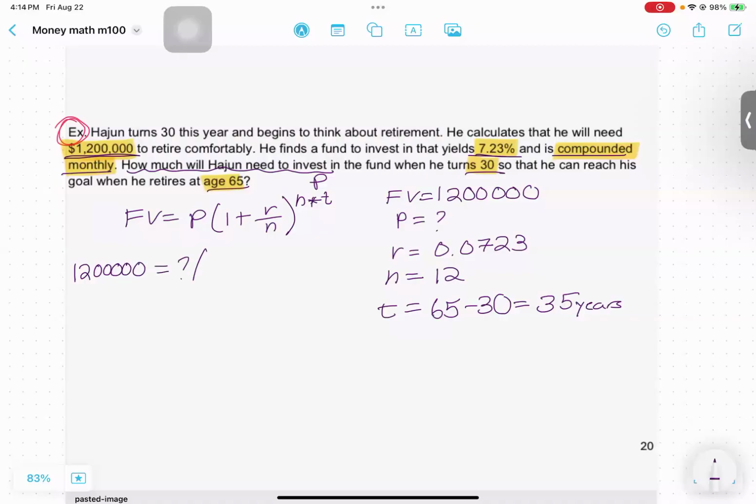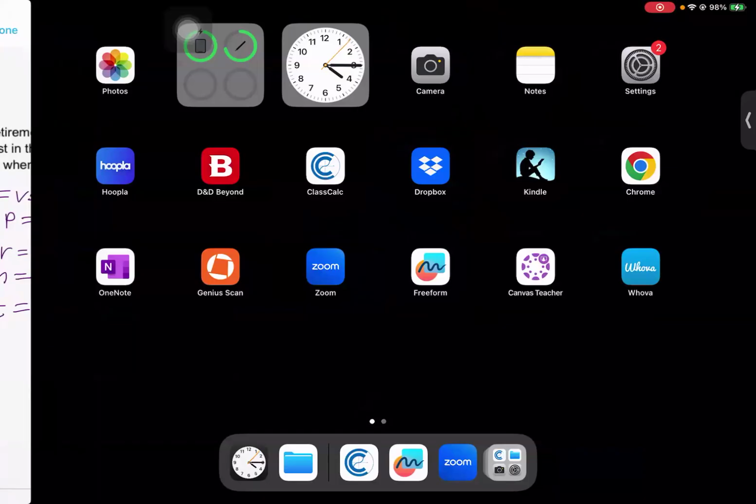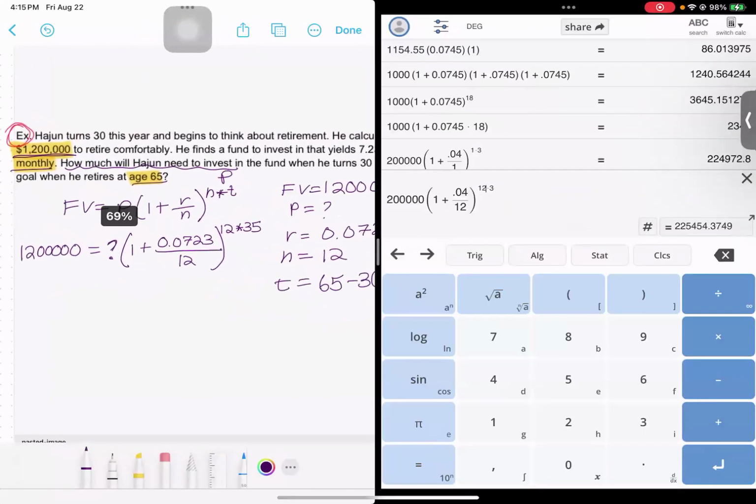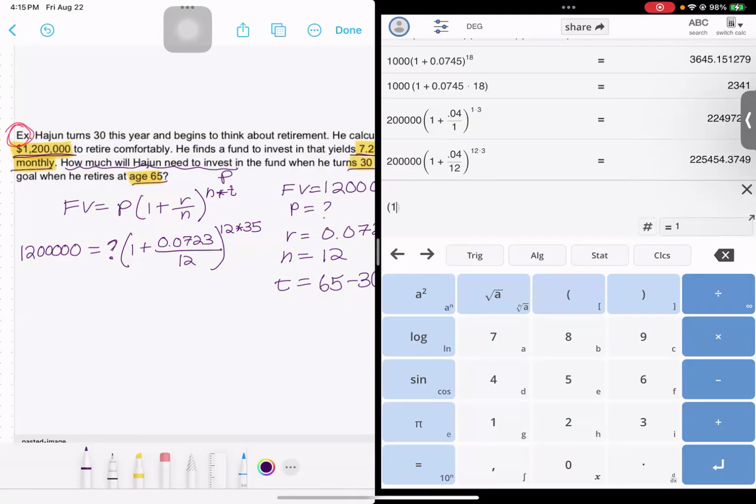Because we're going to get 1,200,000 equals question mark times 1 plus 0.0723 over 12, up to the 12 times 35. And we're like, oh man, our question mark is in here. But really, our question mark, our principal, is multiplied by this whole number that our calculator can actually tell us. So let's have our calculator actually tell us. This whole number, parentheses, 1 plus 0.0723 divided by 12, close the parentheses, up to the 12 times 35. Aha! Is this crazy number.